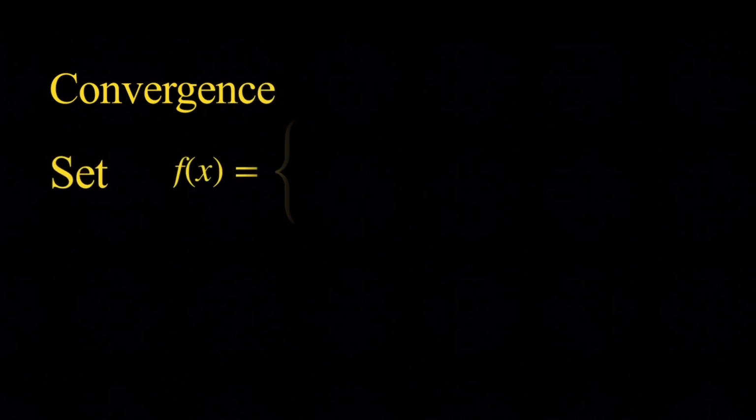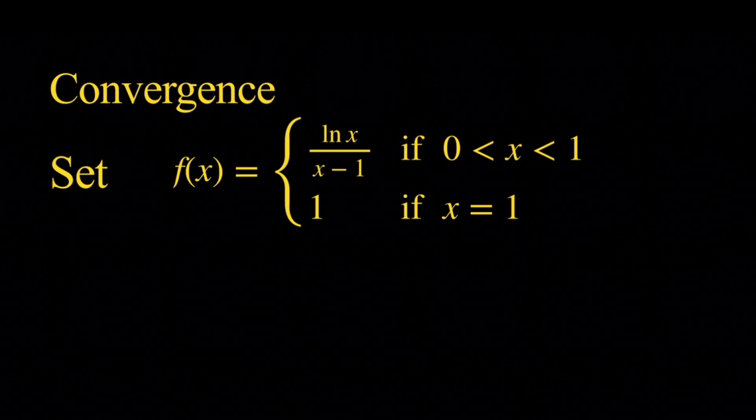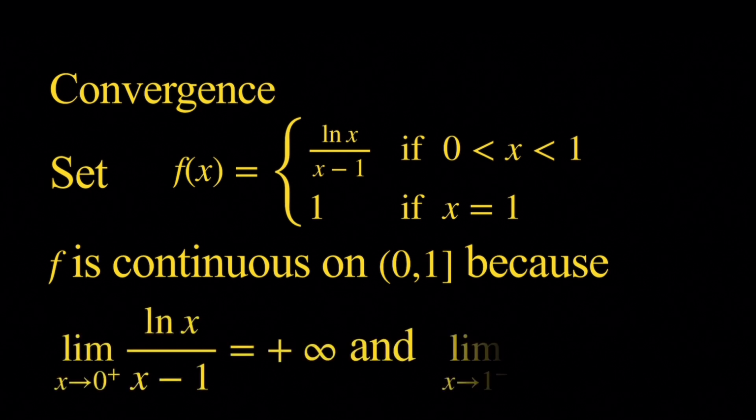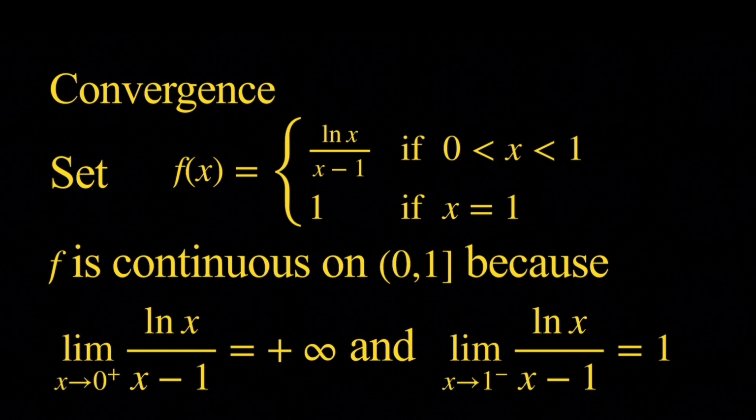Now we are going to define the function f by f of x equals the integrand for x between 0 and 1, and f of 1 is equal to 1. Now of course this function is continuous on the interval open at 0, closed at 1, and this is because the limit of natural log of x over x minus 1 as x approaches 0 from the right is plus infinity, and the limit of the same quantity as x approaches 1 from the left is 1.